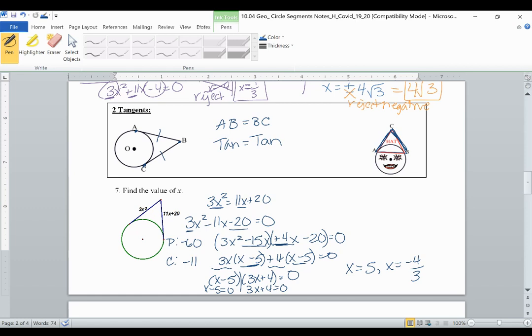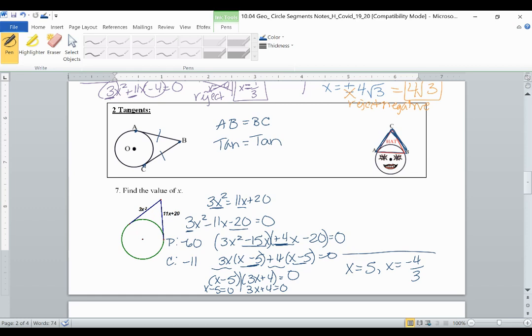So the 5, you can probably tell that by just looking. But a good idea to check it anyway. And then the negative 4/3, you definitely want to check that one since it's negative. So negative 4/3 times 11 plus 20 would give you 16/3. And if you square negative 4/3 you get 16/9, and then multiply that by 3, you get the same thing. So they're both positive.